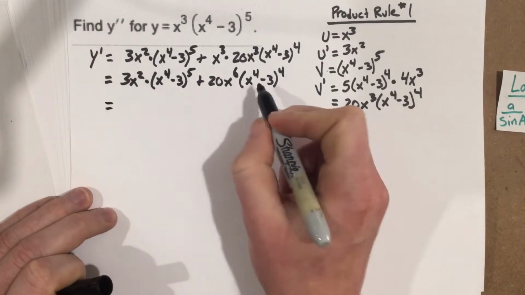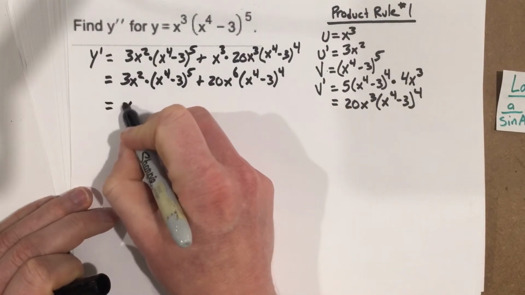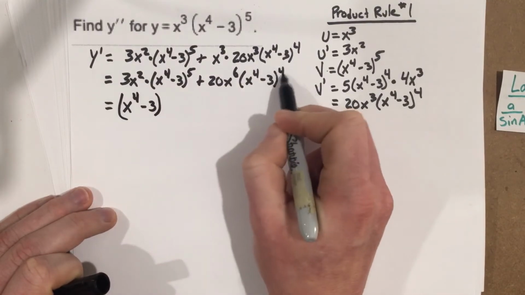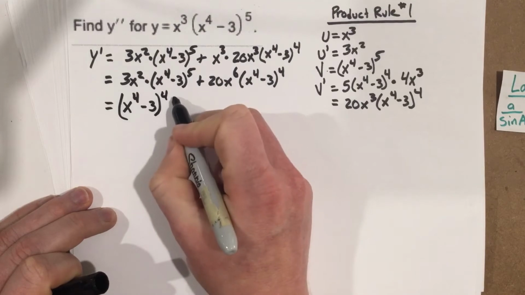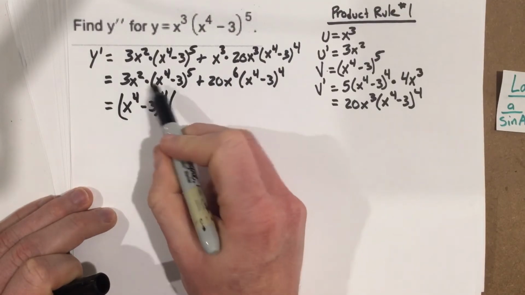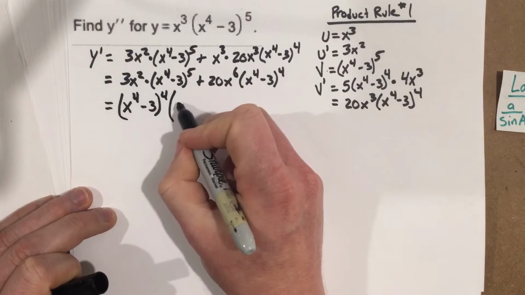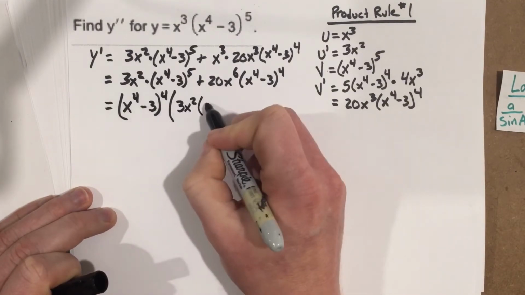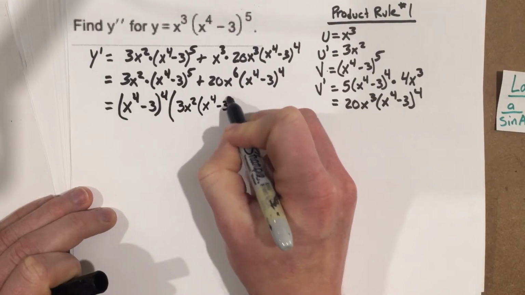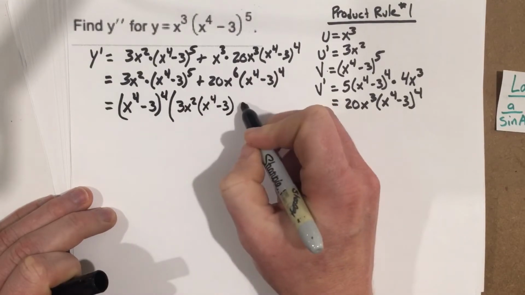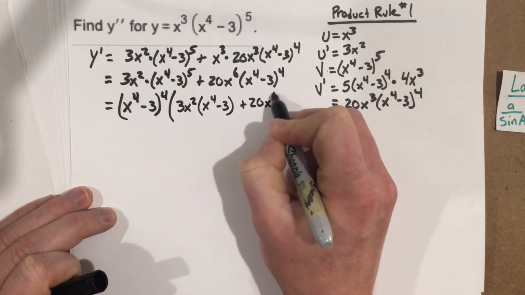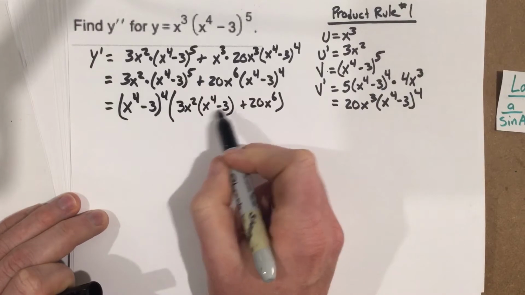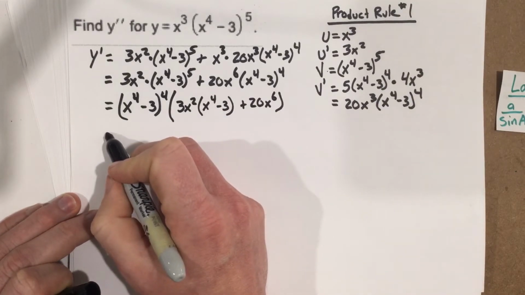Let's see. We're going to take x to the fourth minus 3 out, but we're not going to take one of them, we're going to take 4 of them. So 4 of them come out. What does that leave left? That leaves, inside here we end up with 3x squared times (x to the fourth minus 3). And then plus 20x to the sixth. So I guess it is getting a little simpler here because I can distribute here and maybe combine some like terms. So this is kind of nice.